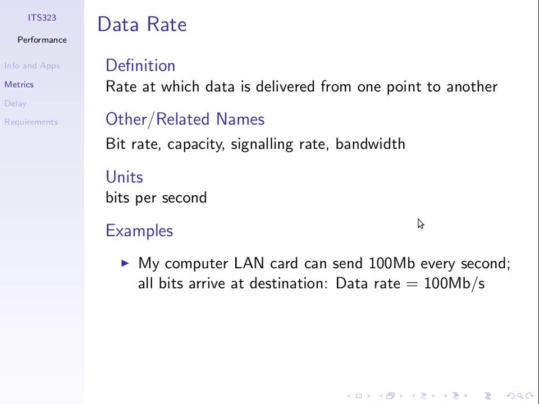Data rate is a common thing that we will refer to, and we'll see when you need to select a particular communication technology. I'll try and give a simple definition of these metrics, maybe some other names which you may have heard of, which mean the same thing or a similar thing, and some examples. By data rate, I mean the rate at which the data, the information, is delivered from one point to another. So it's a rate, think of a speed.